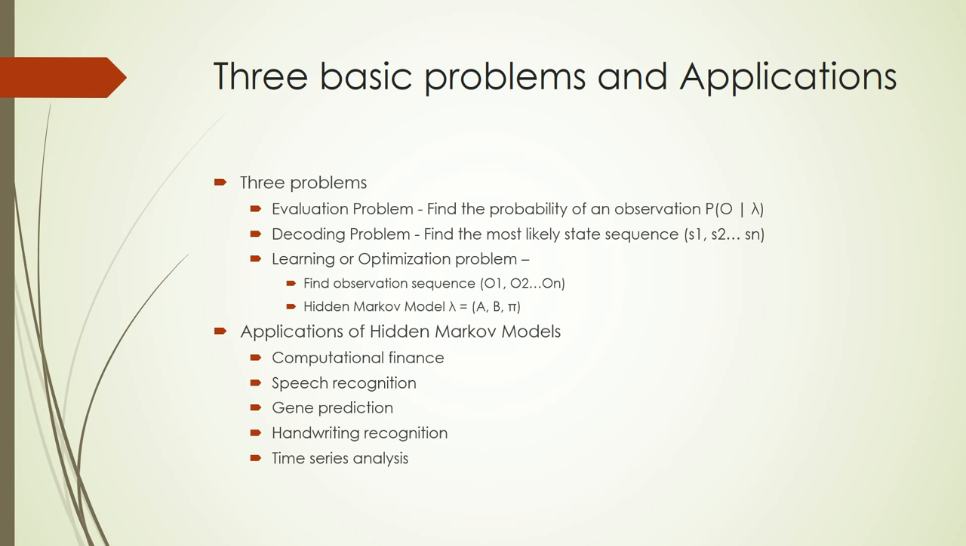So these are the three basic problems which can be solved with the help of HMMs. Now let's have a look at the applications of HMMs. Hidden Markov models are especially known for their application in reinforcement learning and temporal pattern recognition. They're also applied in computational finance, and extensively used in speech recognition and gene prediction. They are also used in handwriting recognition and time series analysis.